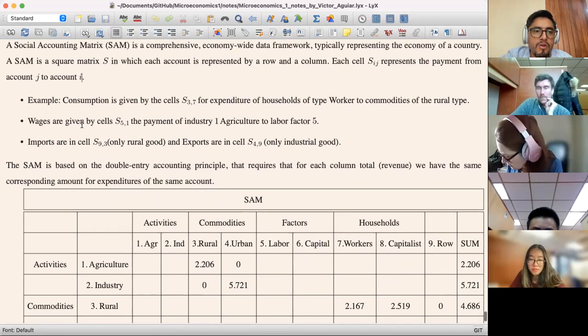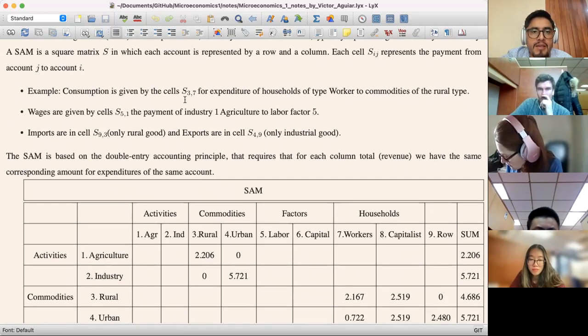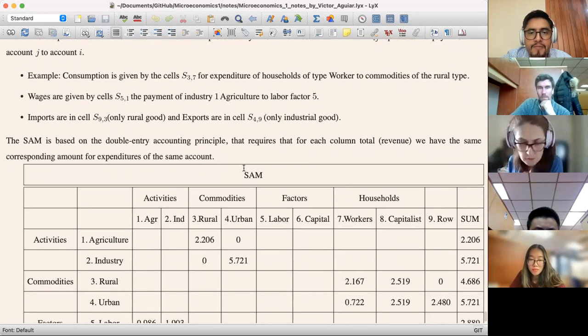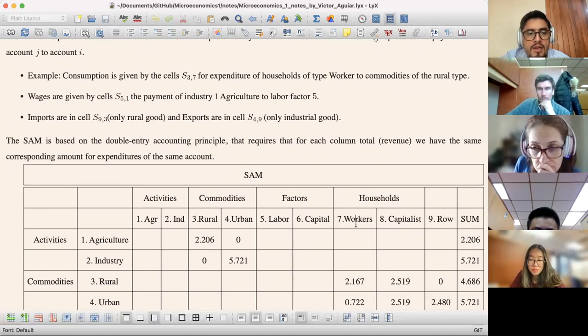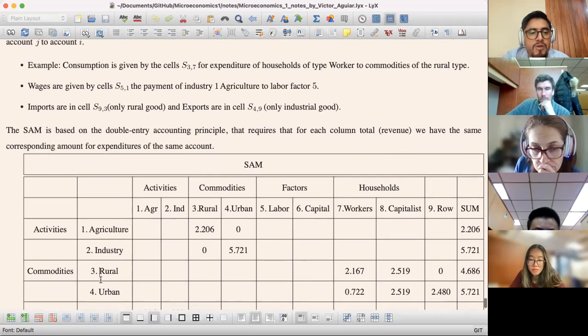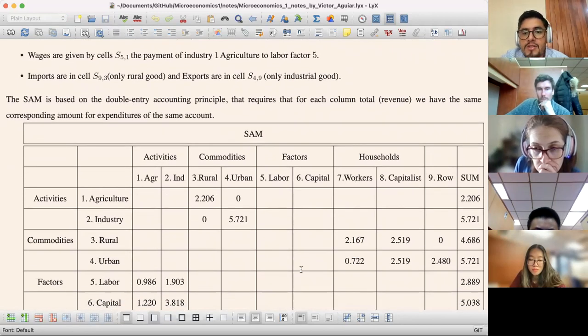So for instance, consumption is given by cell S37, for expenditure of households of type worker on commodities of the rural type. So if you go to entry S37, column 7, you can see here workers. And then entry 3 is commodities, rural, right? So you can see here an amount, okay?